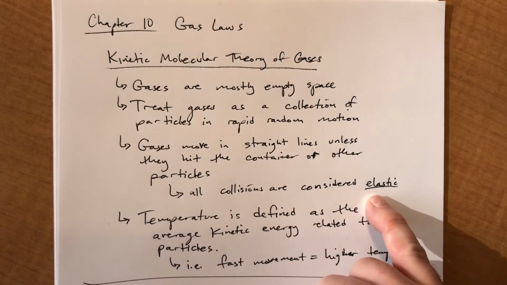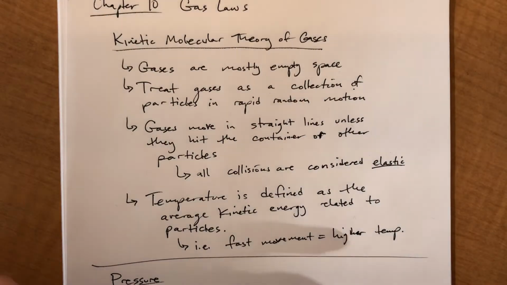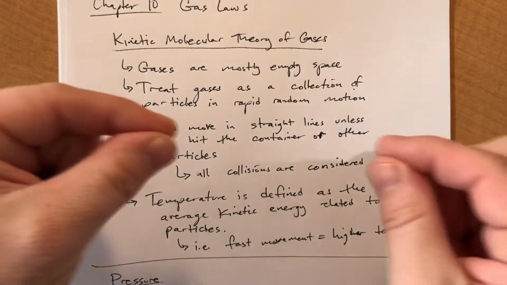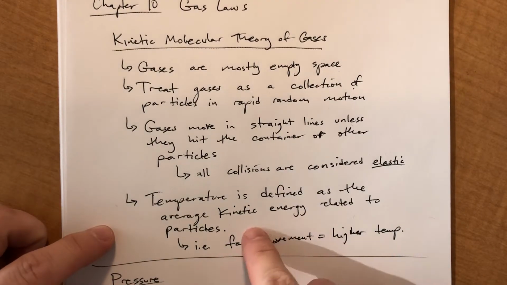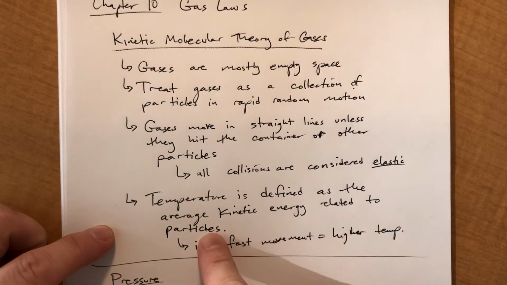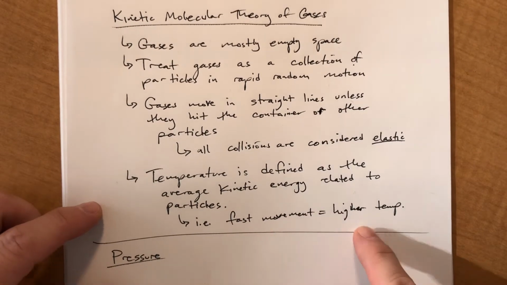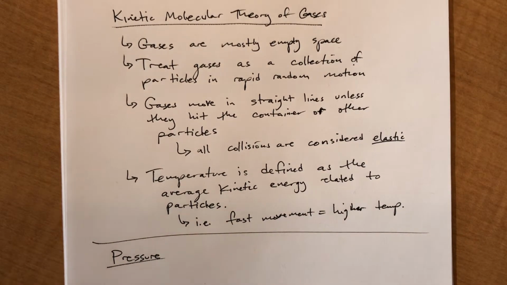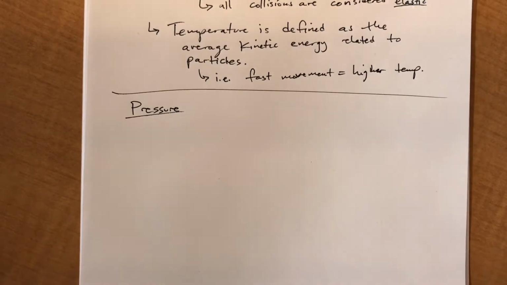But we're going to assume that all the collisions are elastic. They're not going to hit and stick together. Visualize it like billiard balls or pool balls where they're going to hit and bounce off. Okay. And we're going to define temperature as being directly correlated to how fast the particles are moving. So faster movement equals higher temperature. Okay, really easy. I don't need you to memorize this, but these are the assumptions that we're going to be making for this chapter.